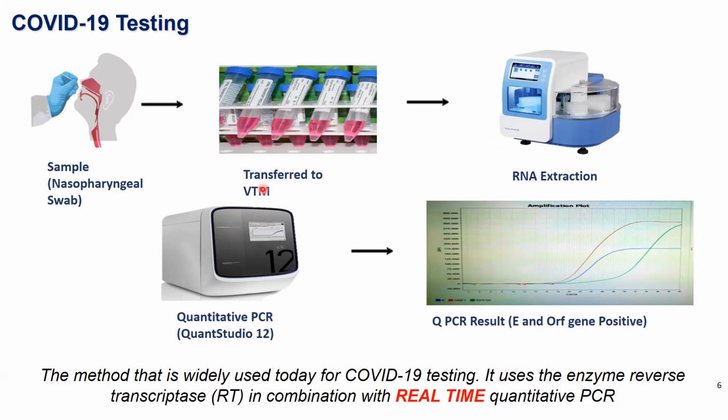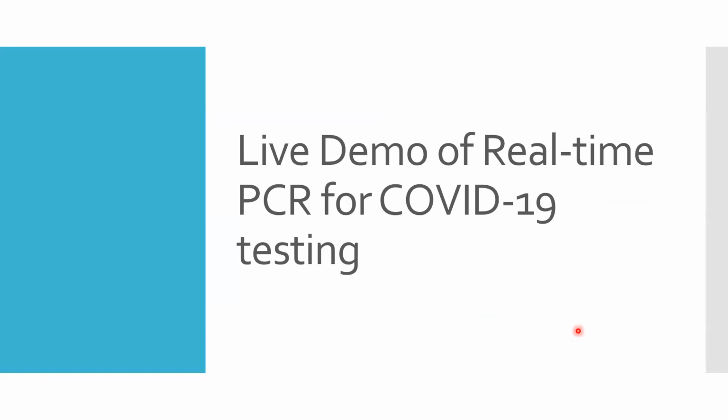RNA is extracted from this viral transport media using automated RNA extractors. Thereafter, using a qPCR machine as described here, like QuantStudio 12, we do quantitative PCR. And once quantitative PCR is done, we see whether the sample is positive or negative for the E gene or ORF gene that are specific to SARS-CoV-2. Now let us look at a live demonstration of how real-time PCR for COVID testing happens.